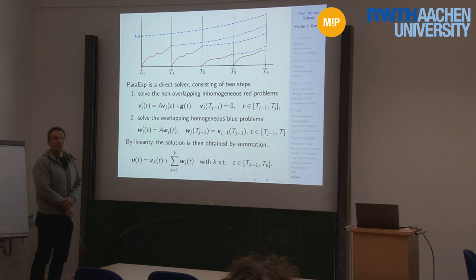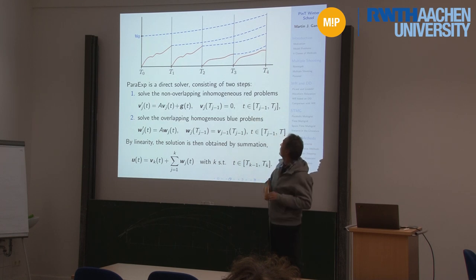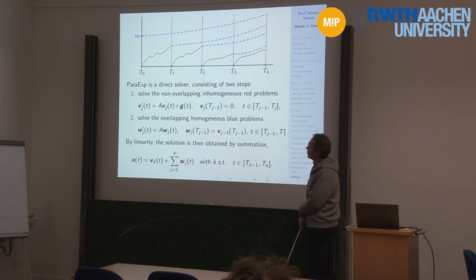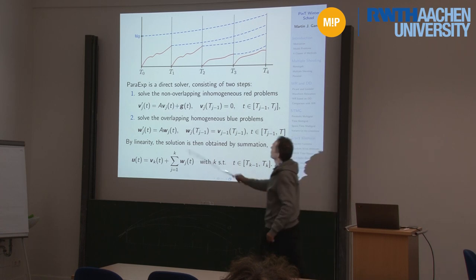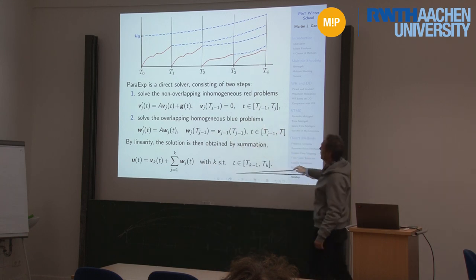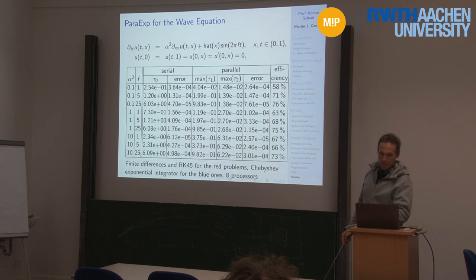And then you say, wait a moment, this solution here is as bad as my original problem. I calculate from T0 to T4. It's a wave equation. There's no way I can gain anything because I have to solve the problem on the entire time interval. But that's not true because this is a homogeneous problem. There is no source. And these problems can be approximated very cheaply with rational Krylov methods. And that was what Stefan Güttel knew when we worked on this. So ParaExp first solves all red problems in parallel, then solves all blue problems in parallel, and then just sums up by linearity to get the solution. And this is a very, very good algorithm for hyperbolic problems.